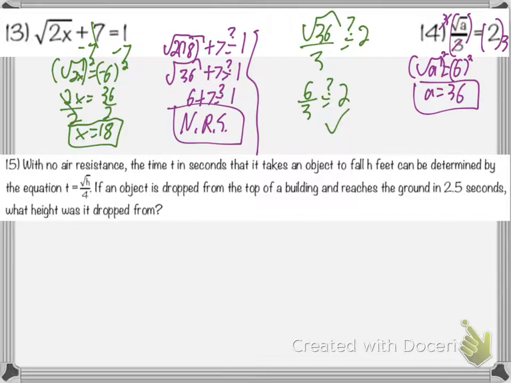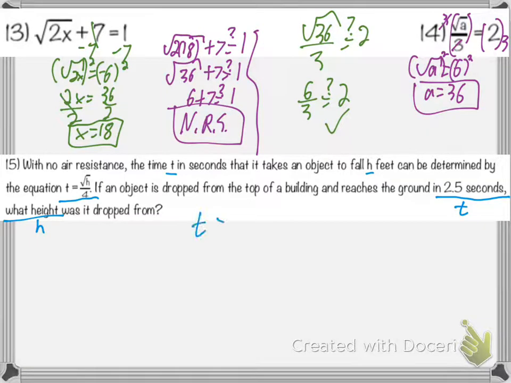With no air resistance, the time t in seconds that it takes an object to fall h feet can be determined by the equation t is equal to the square root of h over 4. If an object is dropped from the top of a building and reaches the ground in 2.5 seconds, what height was it dropped from? So, I like to underline information, so here's our equation, probably important. We know it's dropped from the top of a building and reaches the ground in 2.5 seconds. So that's going to be our t, our time. And we're trying to figure out what height it was dropped from, so we're trying to find h.